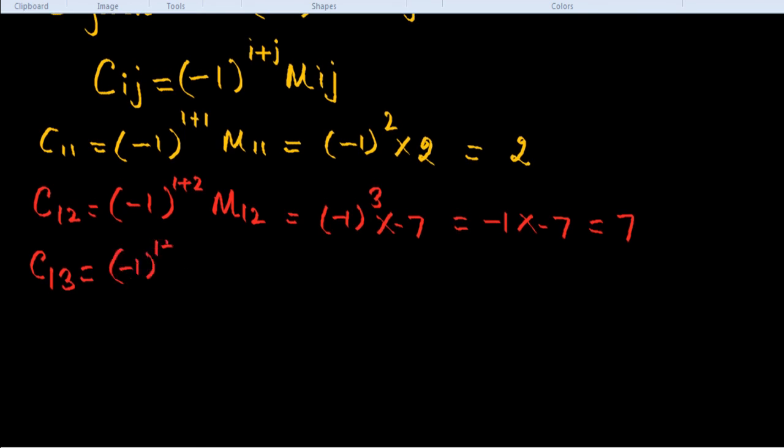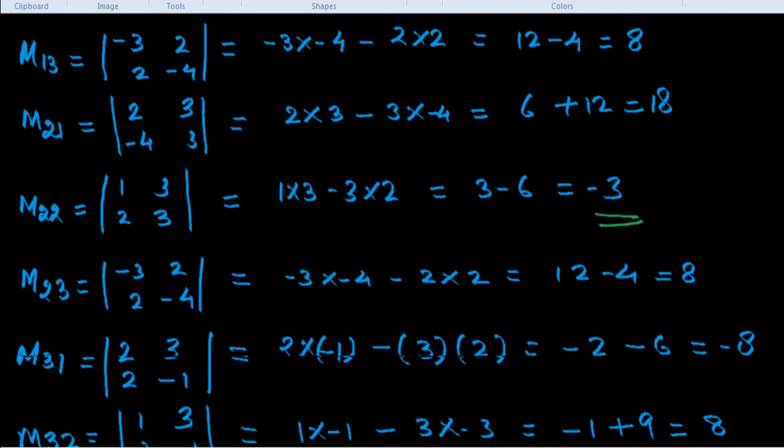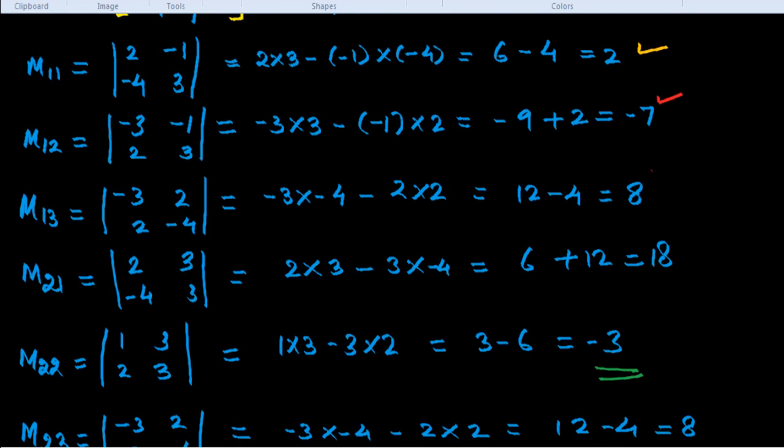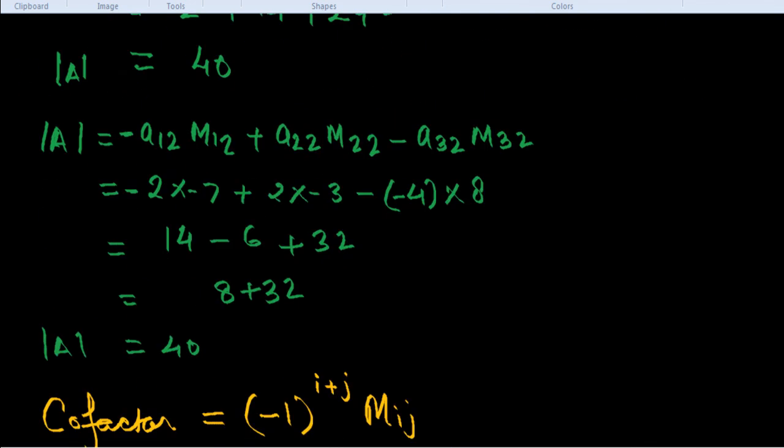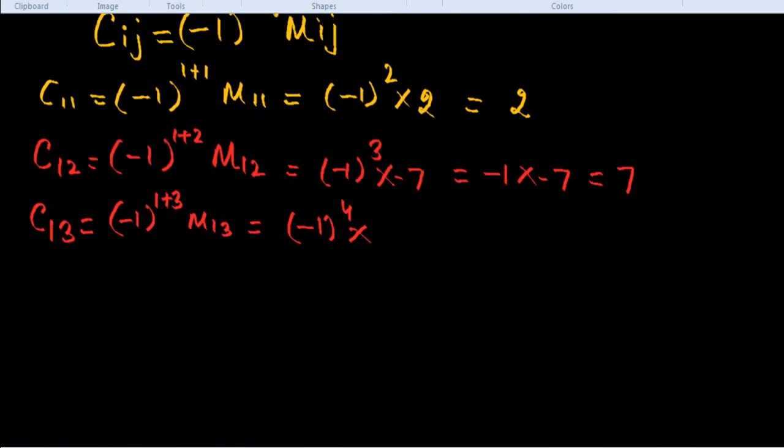C13 is minus 1 to the power 1 plus 3 into M13, and minus 1 to the power 4, and we know the value of M13 is 8. We have to put here 8. We got the even power, we get 1 here, so we get the value of 8 here.